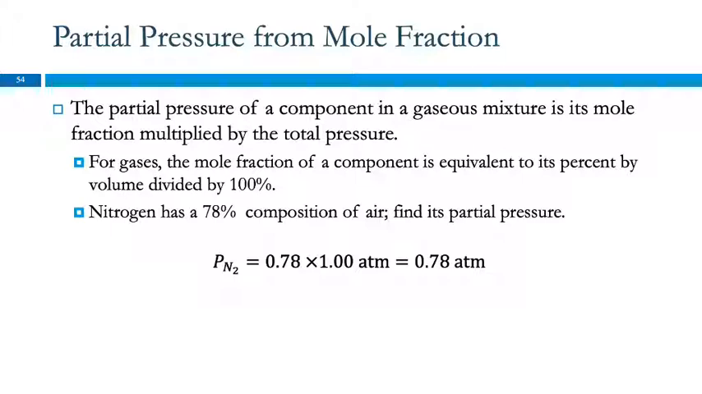So when we look at dry air and we see in that table that nitrogen has a 78% composition, we can say its mole fraction is 0.78. This is the percentage, the fraction is just that divided by 100. So if we want the partial pressure of nitrogen at sea level in dry air, the mole fraction is 0.78 times the total pressure. The nitrogen has a pressure of 0.78 atmospheres.